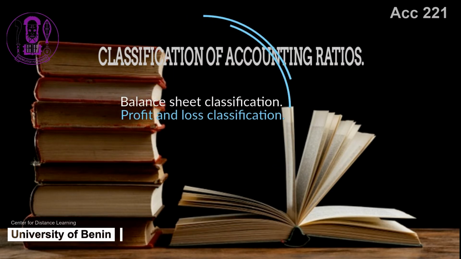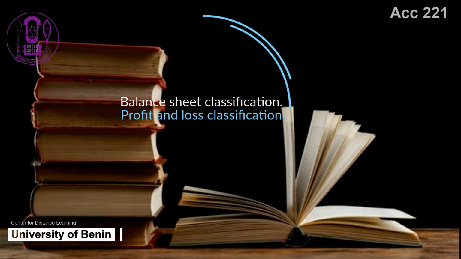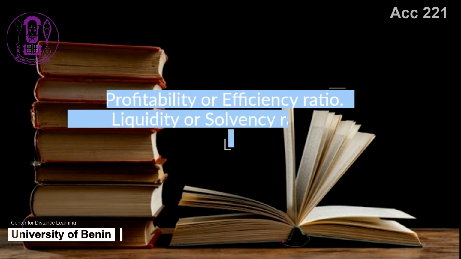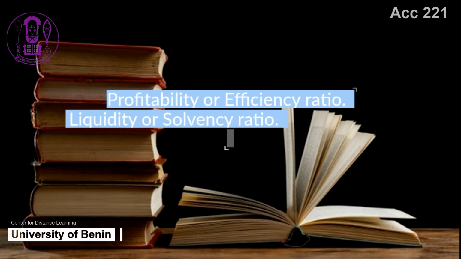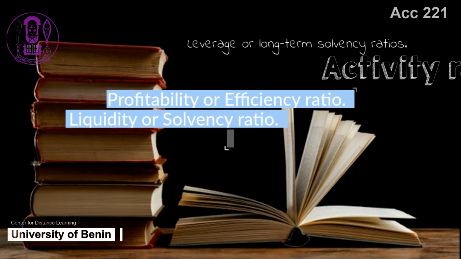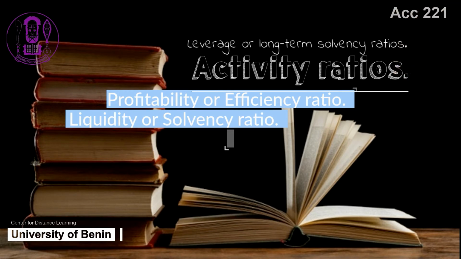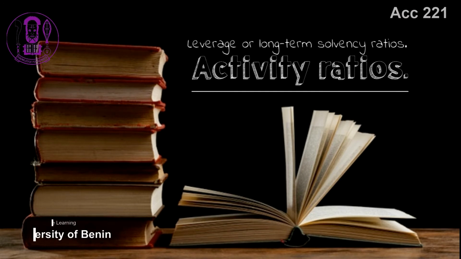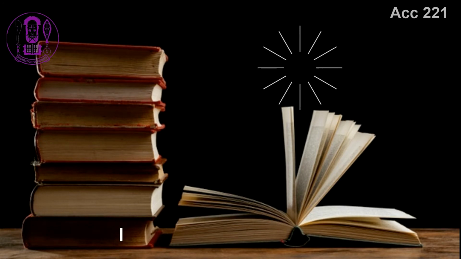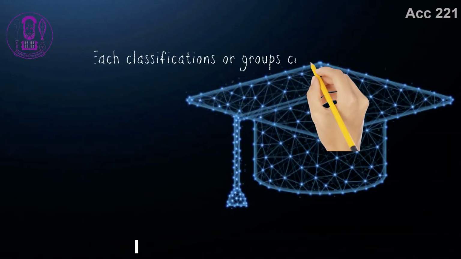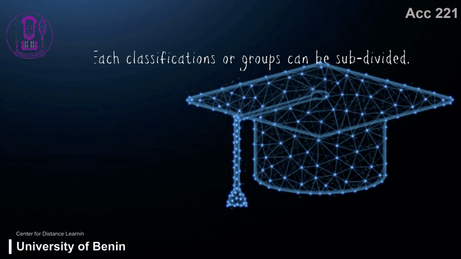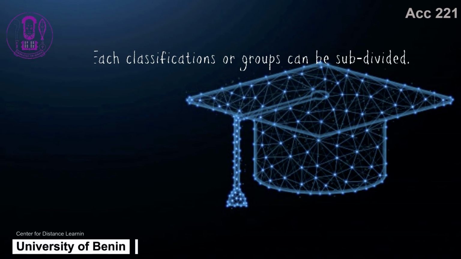Classification of accounting ratios. Ratios may be grouped according to whether they are derived from the balance sheet or profit and loss account, or income statement. 1. Balance sheet classification. 2. Profit and loss classification. However, ratios may be grouped into the following. 1. Profitability or efficiency ratio. 2. Liquidity or solvency ratio. 3. Leverage or long-term solvency ratios. 4. Activity ratios. Each of the above classifications, or groups, can be further subdivided. However, let us look at what each means.